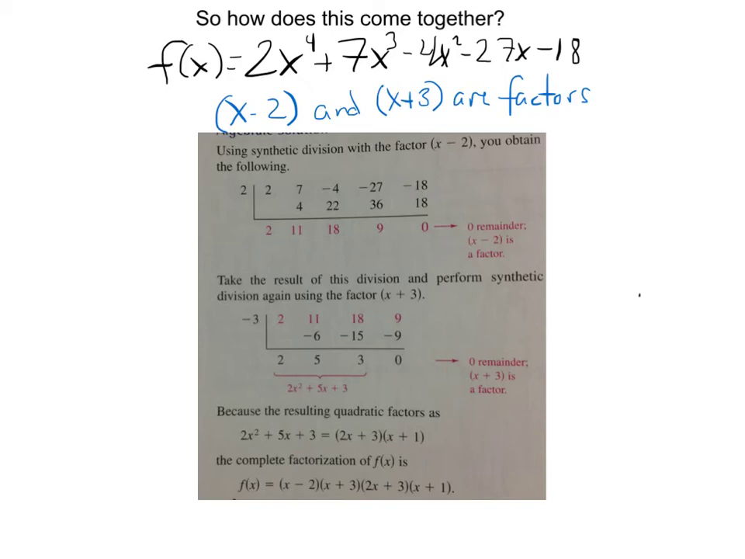First, since we know the factor is x minus 2, I use synthetic division. Since we have a remainder of 0, we know it is truly a factor. Repeat, bring all those coefficients down, and divide by x plus 3. That gives me 2x squared plus 5x plus 3. That factors further into 2x plus 3 and x plus 1, meaning the complete factorization of that function is seen here.